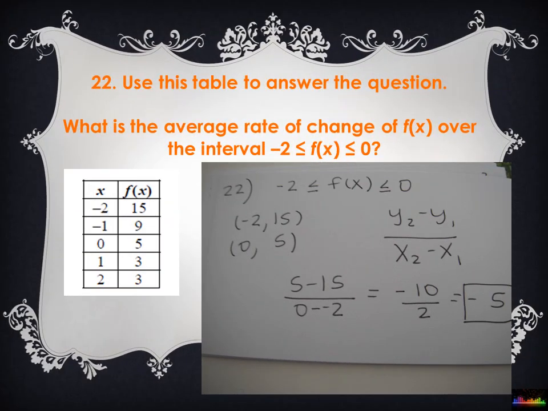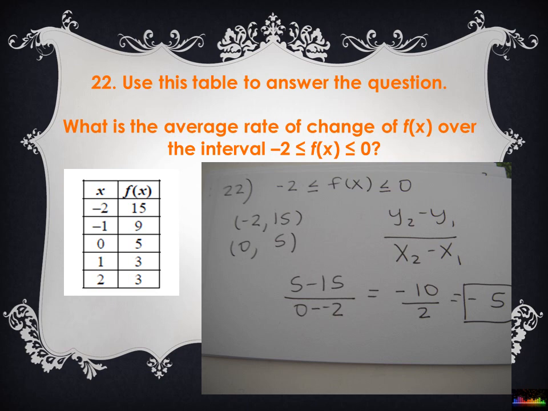This problem wants us to use the table to find the average rate of change. The interval gives us the x value. So our x values of the 2 points we want to use are negative 2 and 0. So we go to our table and find the y value of those x points. So our ordered pairs that we are going to use are (-2, 15) and (0, 5).